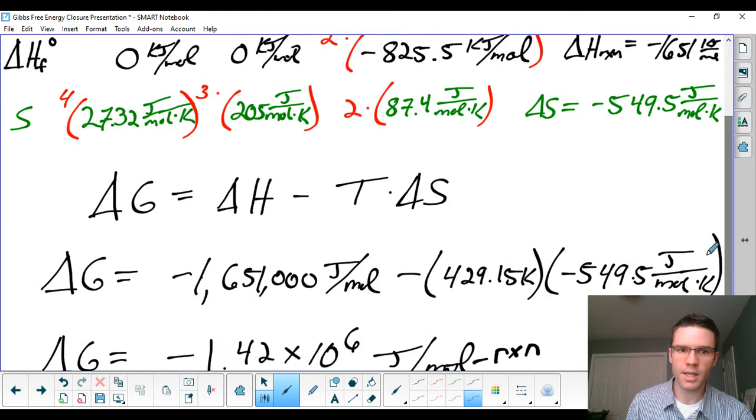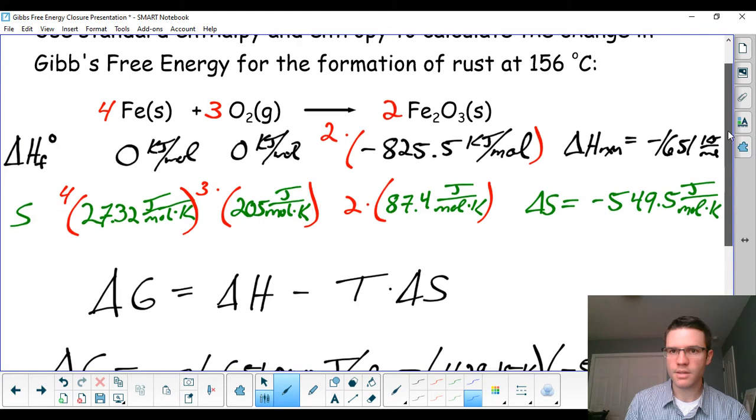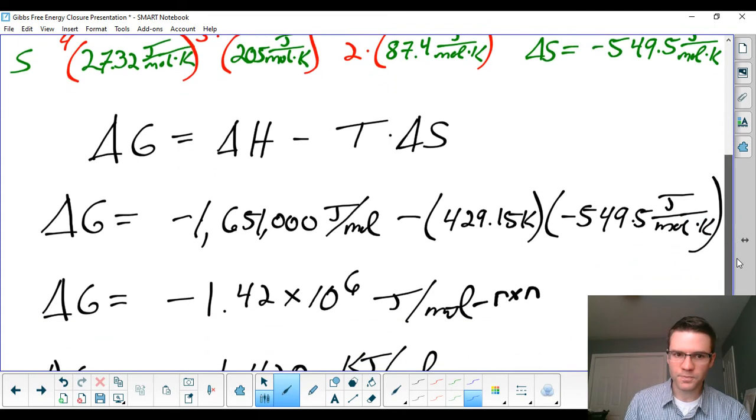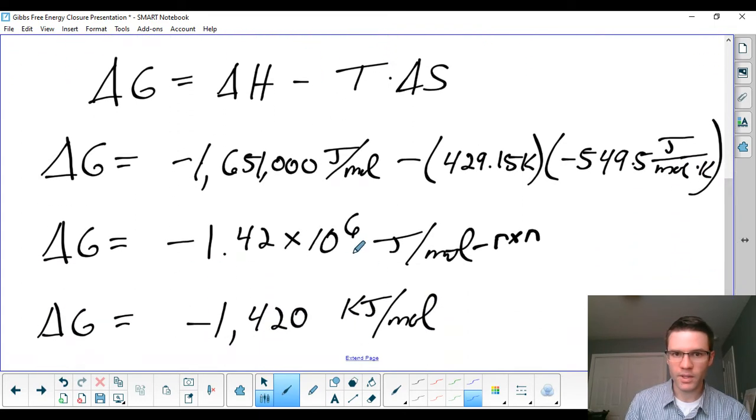You'd plug those into your Gibbs free energy equation. In this case, I converted kilojoules to joules, so we went into millions of joules. Temperature for the reaction was 156 degrees Celsius. Convert 156 to Kelvin, add 273.15, and plug it in for temperature. And then we plug in our change in entropy, which is in joules per mole times Kelvin. If you plug that into your calculator, you get negative 1.42 times 10 to the 6 joules per mole, or negative 1,400 kilojoules per mole.